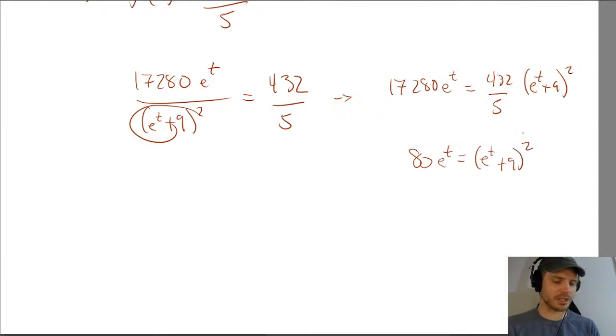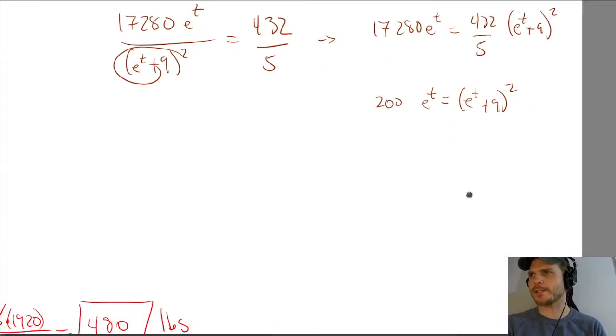I'm going to check that again because I don't want to fat finger this and mess it up. Over 432 times 5. Ah, I was way off. 200. Super glad I did that.